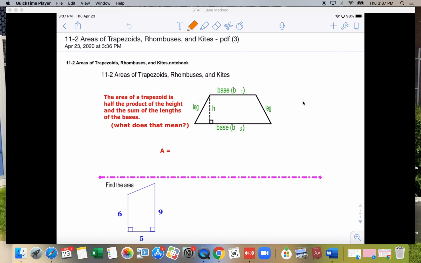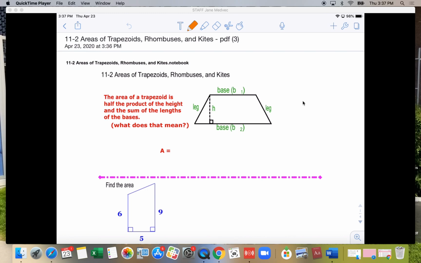Right, today what we're going to do is look at section 2 in chapter 11. Again, mainly we're looking at perimeter and area of different figures. Last section we looked at triangles and parallelograms. Today we're going to look at trapezoids, rhombuses, and kites.